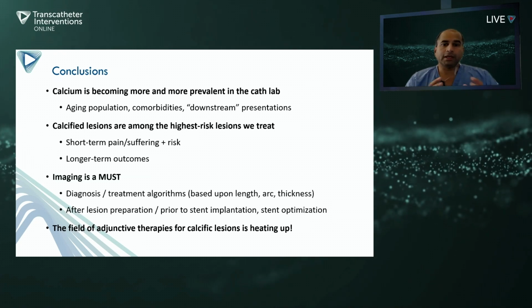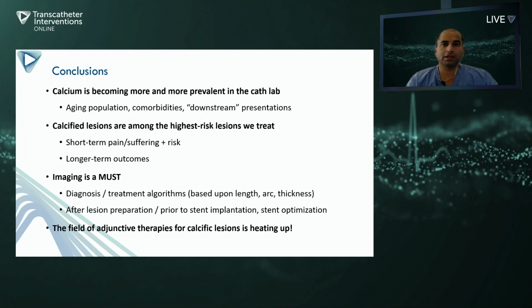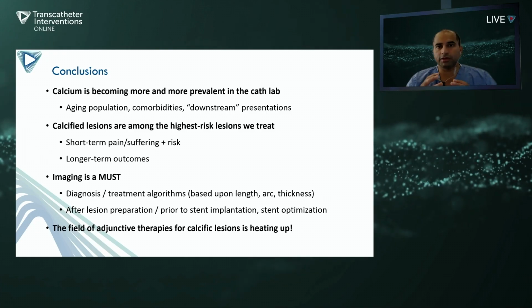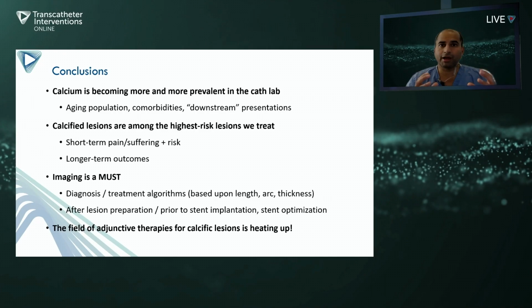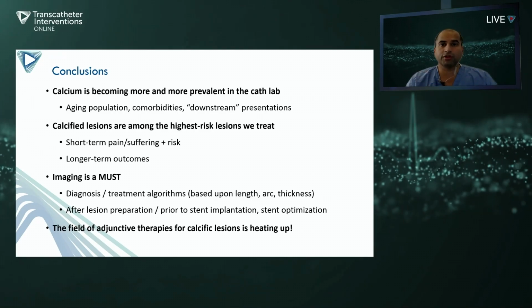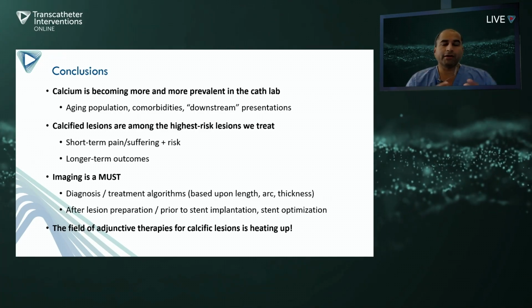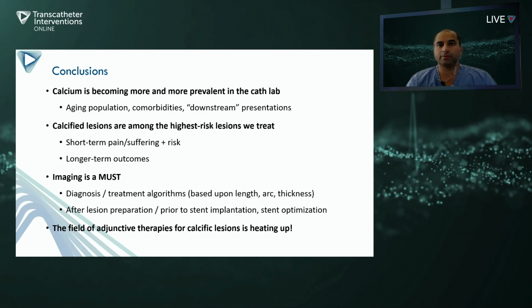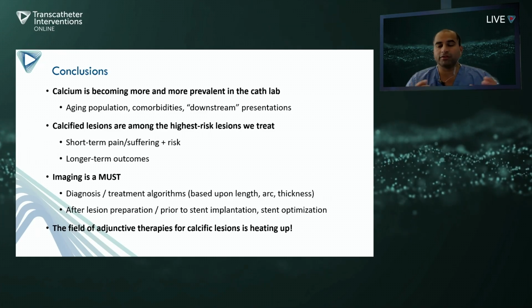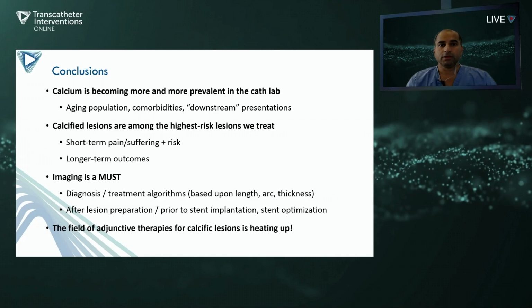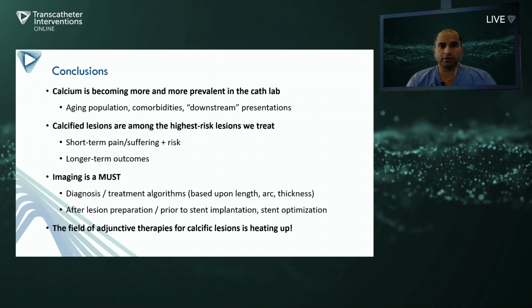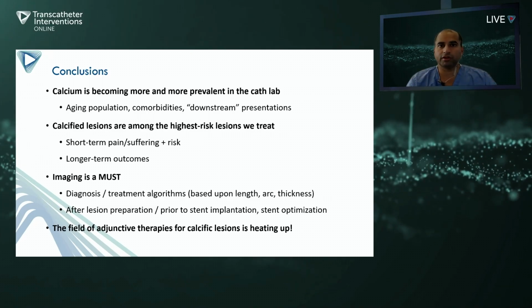And I'll end by saying, back to Joost's talk, imaging is a must because it not only helps you diagnose when you should use it, but it helps modify your treatment. We see the crack, we know we can go forward. We don't see the crack, we need to do more. And after lesion preparation, prior to stent implantation, those are both important points. And finally, for stent optimization to achieve the best results for your patient. So thanks so much for listening, and happy to take questions and go on for a discussion at this point.